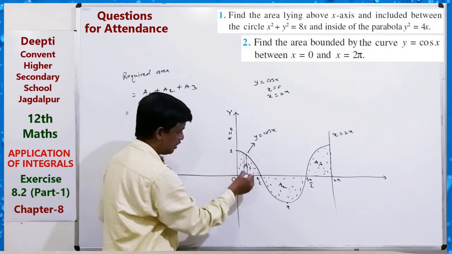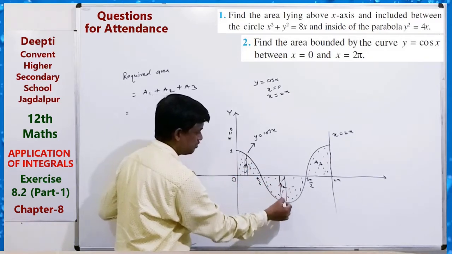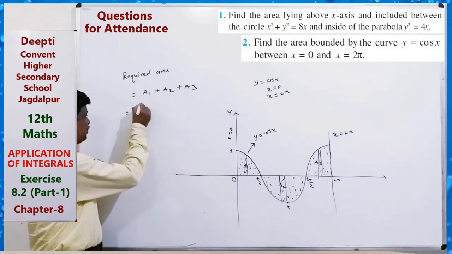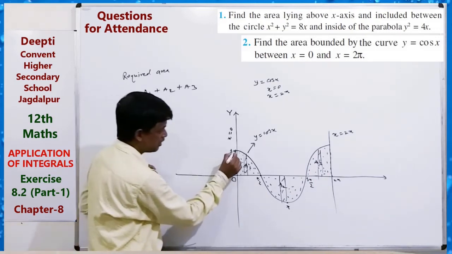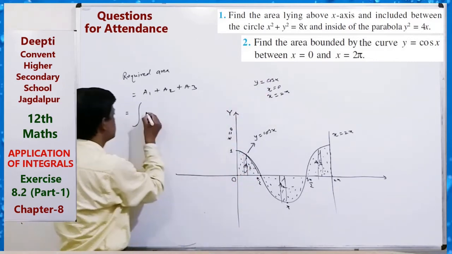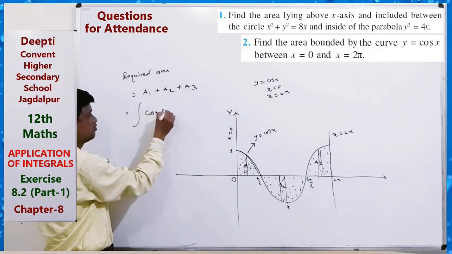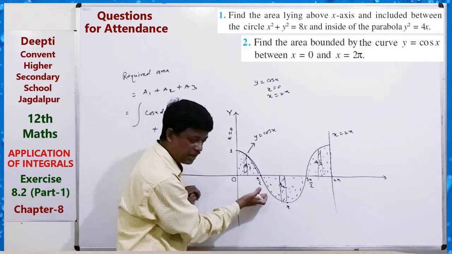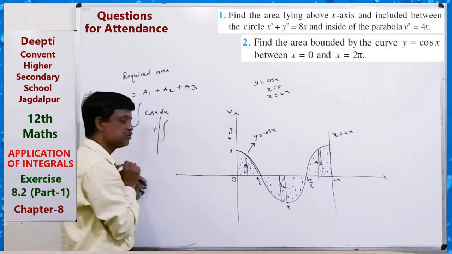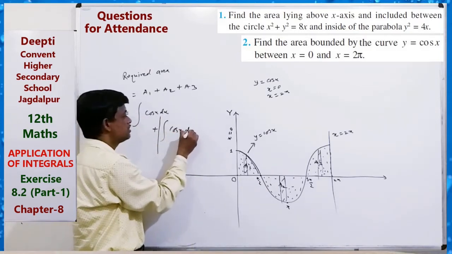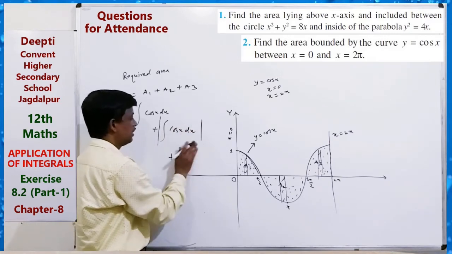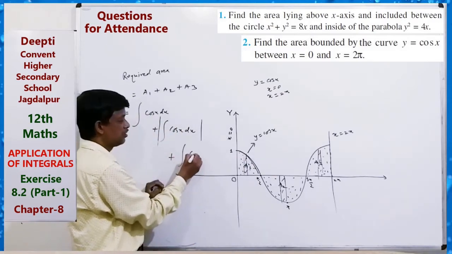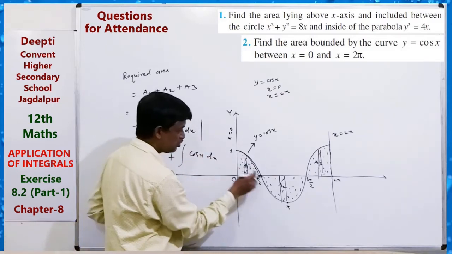For A1, we can draw a vertical strip here, also here, also here. So y dx, where y means the curve cos x. So integral of cos x dx, plus second, y is in the lower part, the negative side, so taking the modulus value of cos x dx, plus the third part like this, integral cos x dx, with limit from 0 to pi by 2.